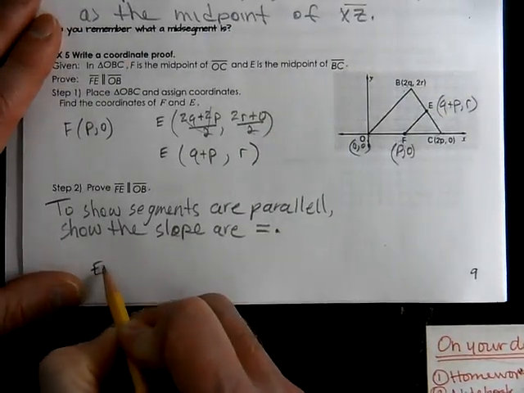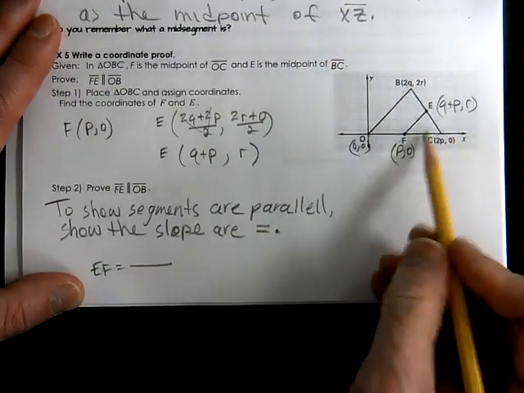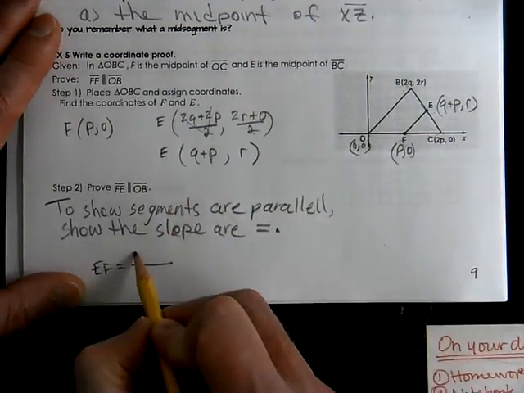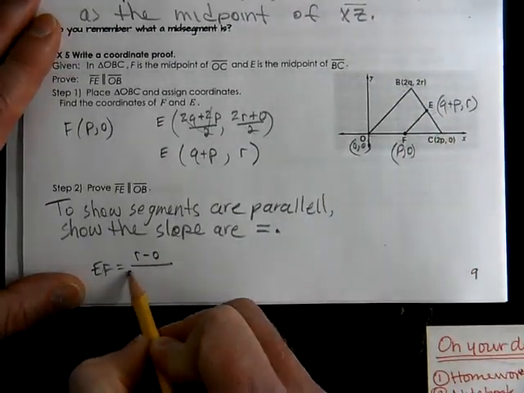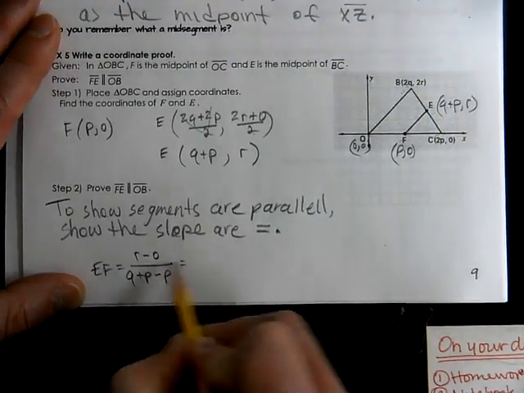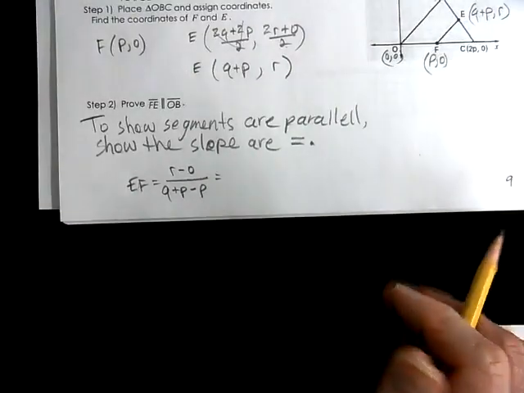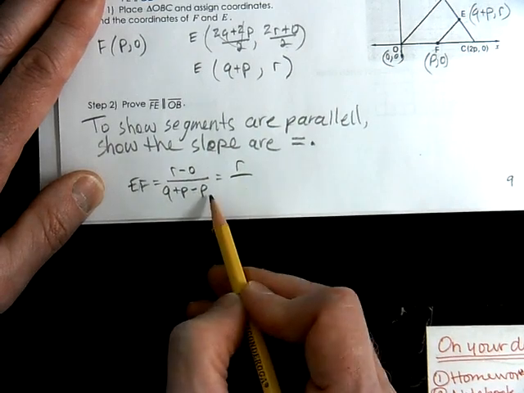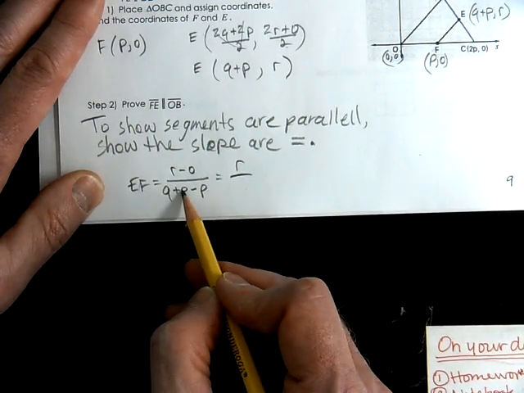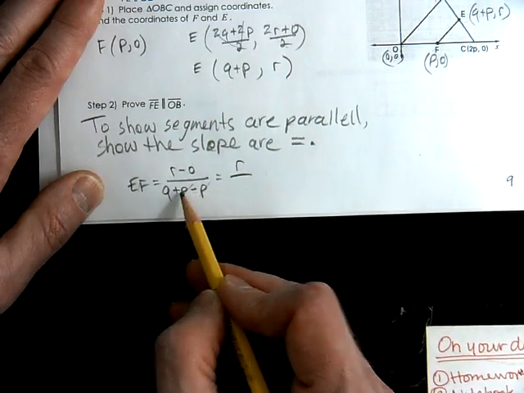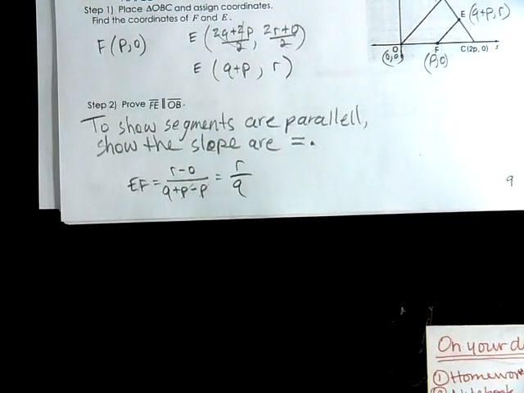Slope of EF, or y minus y. So that's r minus 0 over Q plus P minus P. That leaves me with r minus 0, which is r. And Q plus P, take away P. What's that? Q plus P, take away P. The P's are going to cross out, and you're left with just the Q. So there is our slope, R over Q.